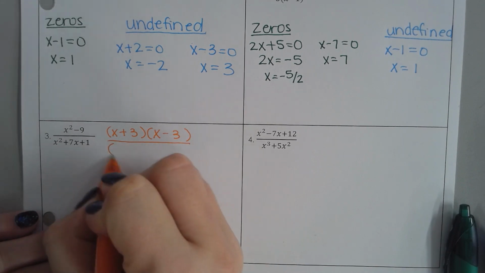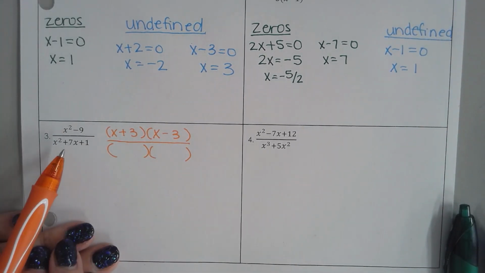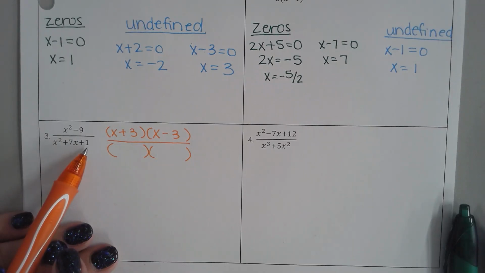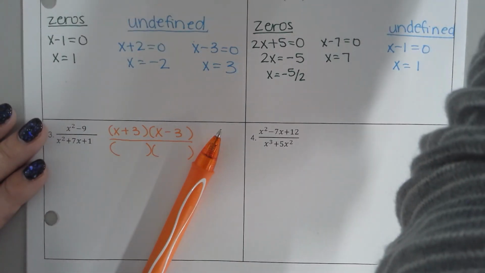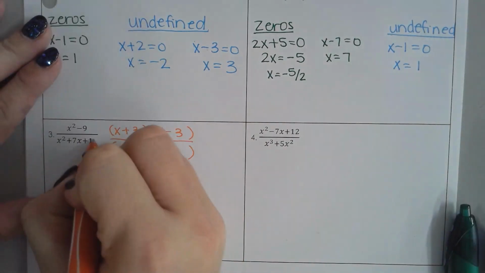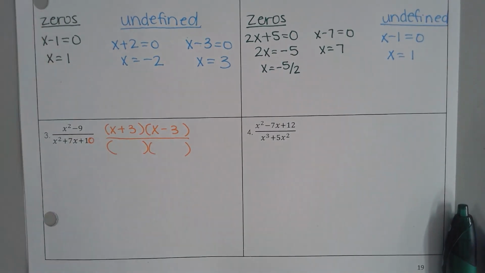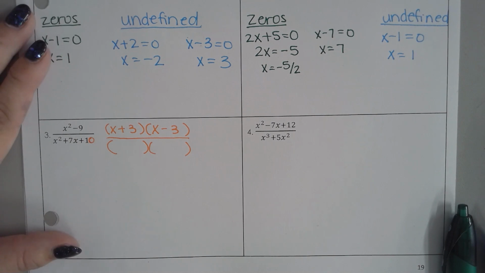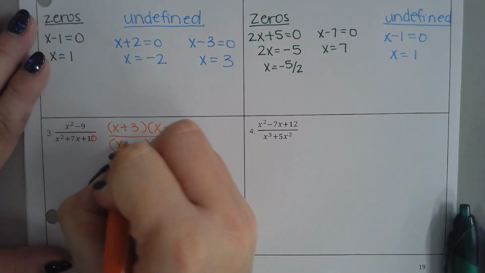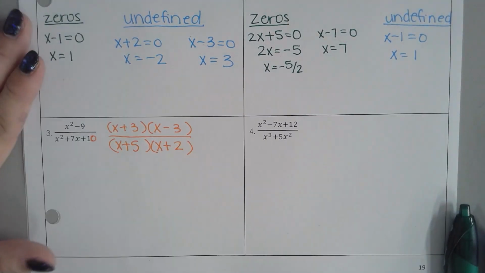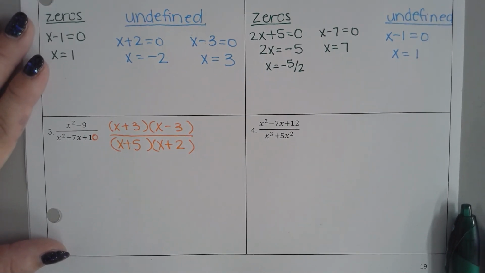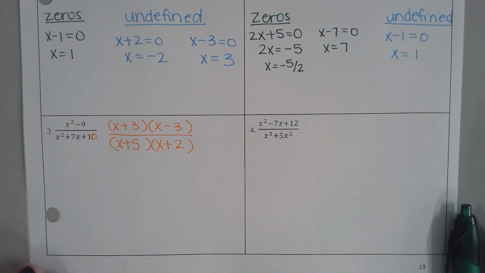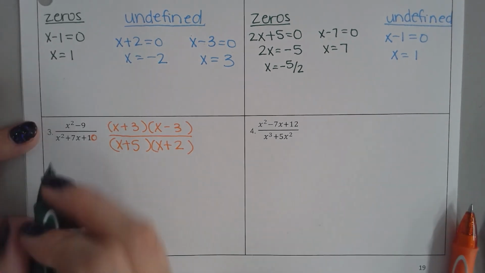The denominator, something's missing there. That should have a number. Let me go look on my computer. It didn't. It's supposed to be plus 10. So we need two numbers that multiply to be 10 and add to be 7. What are they? 5 and 2. So x plus 5, x plus 2. Does anything cancel out? They do not.